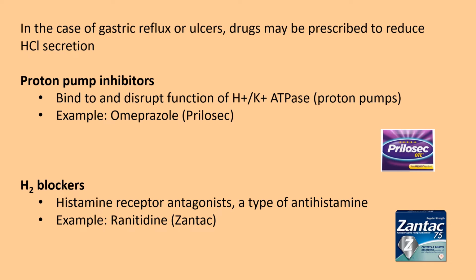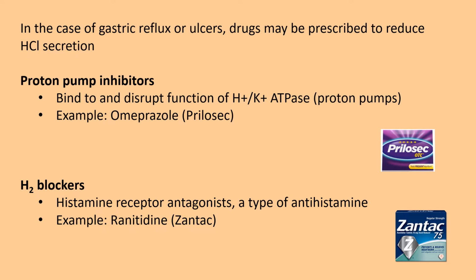So these used to be prescription, but now they're available over the counter. These are two different medications that you can take to prevent heartburn. And they reduce the secretion of hydrochloric acid. And there are two different categories of drugs. I just selected two examples here. So Prilosec is an example of a proton pump inhibitor.